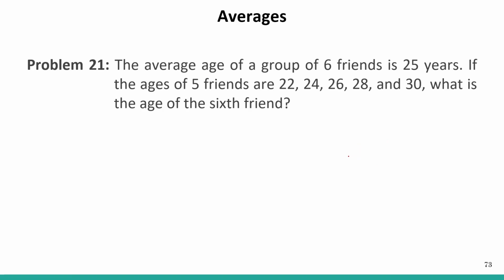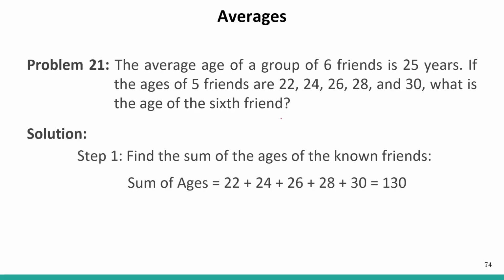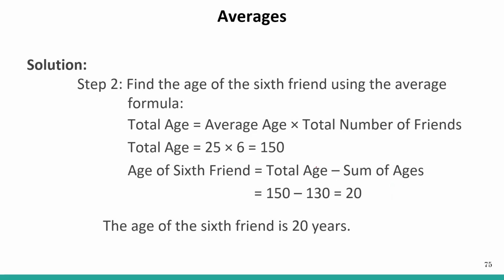The average age of a group of 6 friends is 25 years. If the ages of 5 friends are 22, 24, 25, 28, 30, what is the age of the 6th friend? This is a similar kind of problem, so we can do it by the same approach. Finding the sum of the given numbers, we got 130. Now find the age of the 6th friend using the average formula. Total age is equal to average age into the total number of friends, which is 150. So the age of the 6th friend is 150 minus 130, which is equal to 20. So the 6th friend is 20 years old.